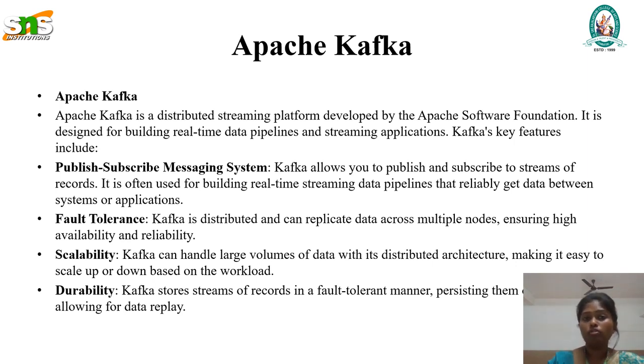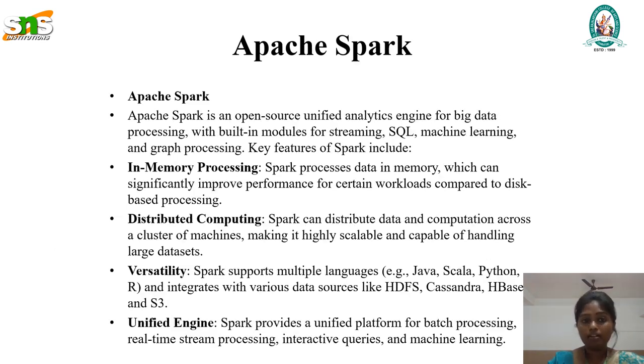Apache Kafka is a tool of big data. A publish-subscribe messaging system with fault tolerance, scalability, scalable for workloads, and durability. Apache Spark is also a tool for big data. It offers in-memory processing, distributed computing, and a unified engine.